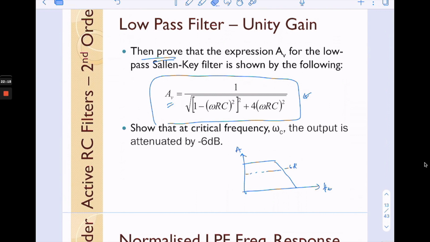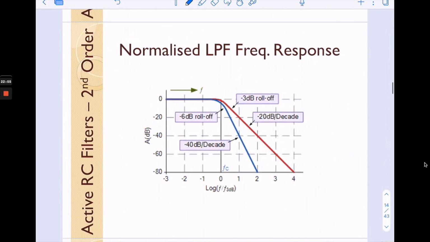And the cutoff frequency is located at -3 decibels, and the slope is -40 dB per decade, because this is a second order system which has two capacitors. Two capacitors means we have two poles. Two poles means we have -20 decibel multiplied by 2, so we have -40 decibels. Okay? And the roll-off rate is -40 decibel per decade. So this is a normalized low pass frequency response. This is a first order, and this is a second order.